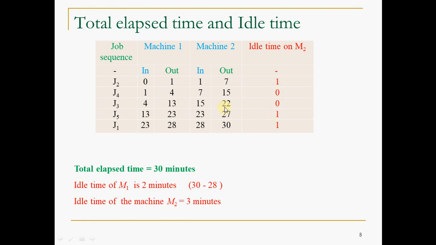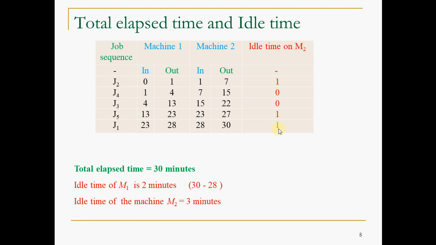And again here, see, though machine 2 has completed its processing by 22 minutes, it is taking the next job only in the 23rd minute. This gap is 1 minute. And again the same thing is happening here, 27 to 28, 1 minute. So hence the idle time of machine 2 is 3 minutes. You have to add these 3. That's all about this concept.